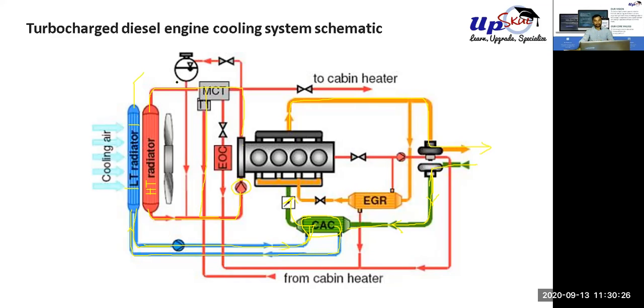Now this one shows another connection to the cabin heater. Another thing that I have to show is this EGR system. EGR means exhaust gas recirculation. This is something that is unique to diesel engines only. As you can see, this is the exhaust. It doesn't say specifically, but this is the exhaust. Part of the exhaust is being recirculated back to the engine.